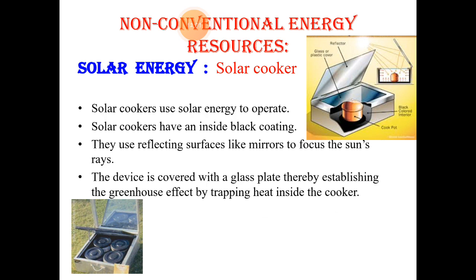The next application of solar energy is in solar cookers. A solar cooker has an outer reflecting surface of mirrors to focus the sunlight. Inside of it has a black coat. The device is covered with a glass plate outside to prevent the escape of the heat and light, which we call together as greenhouse. So, the trapped heat is used to cook the food in the containers.